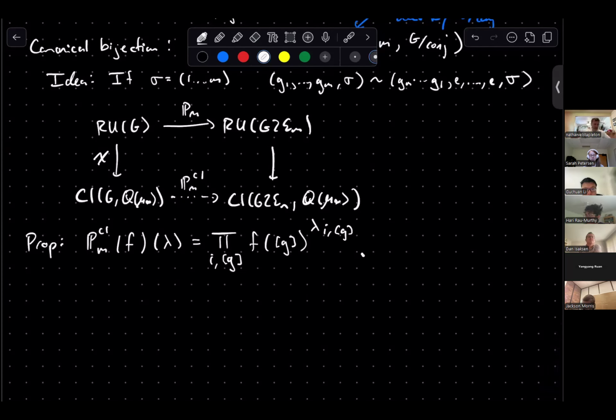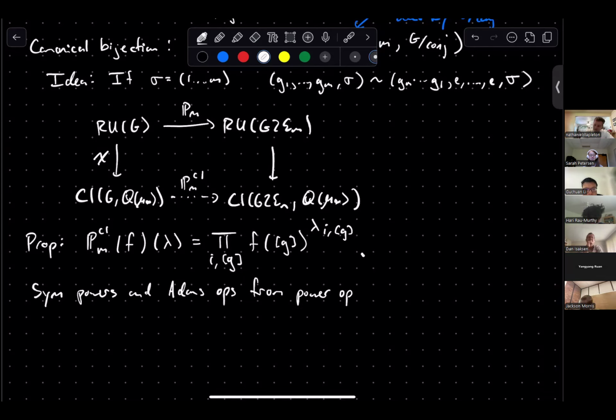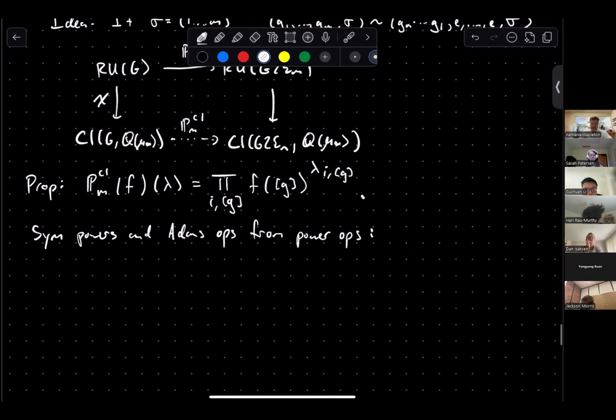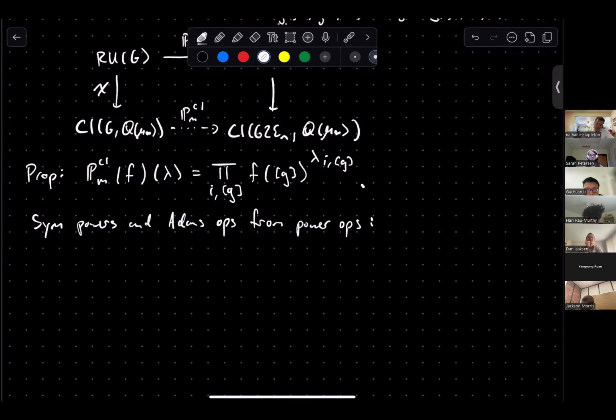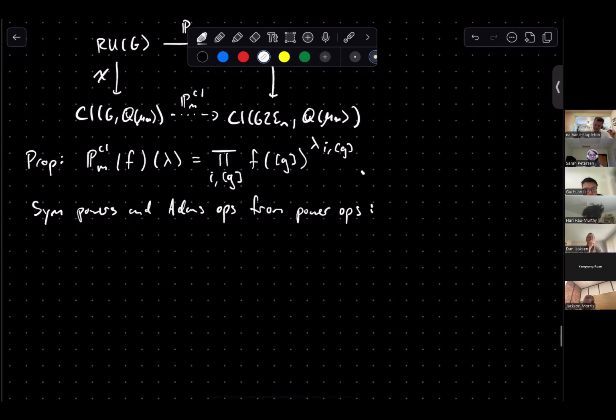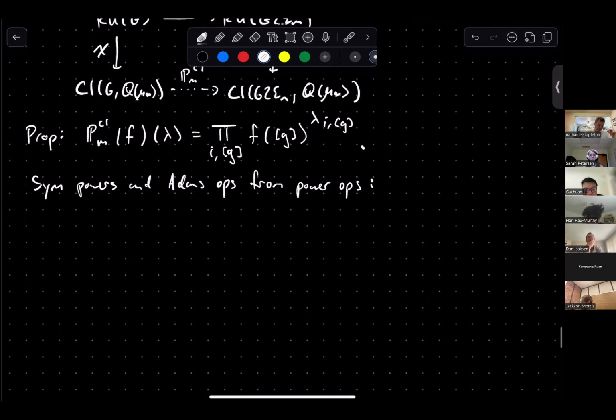Okay. I have a goal. I'm going to try and get to the goal. So I want to talk about symmetric powers and Adams operations from power operations. Let me draw a diagram. Let's start with a big diagram, okay? This is going to explain how everything is related.